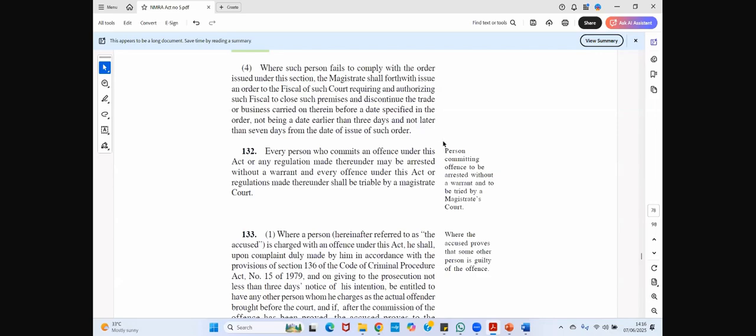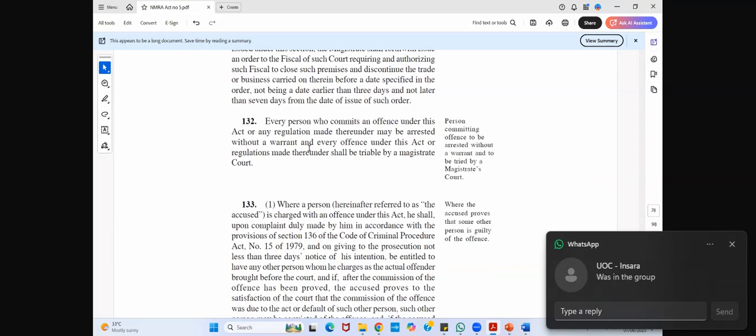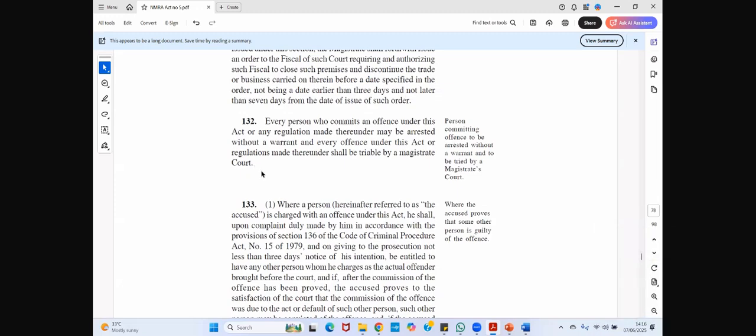And every person who commits an offense under this act or any regulation made thereunder may be arrested without a warrant, and every offense under this act or regulation made thereunder shall be triable by a magistrate's court. So, without a warrant, the person can be arrested.